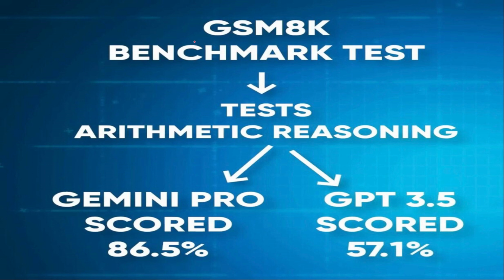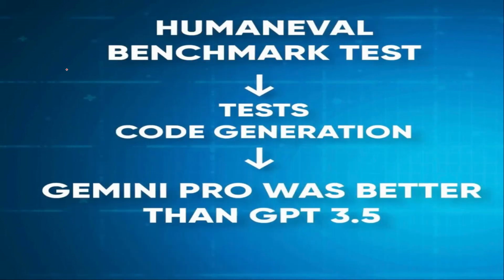Now, the second test was the GSM8K benchmark test. This test is taken for understanding the arithmetical reasoning skill of both Gemini and ChatGPT. So in this test, Gemini scored approximately 86.5% and ChatGPT 3.5 scored 57.1%. So now we can say that in the difference between ChatGPT and Gemini, Gemini has 2 points and ChatGPT has 0. That's not good. Now let's move ahead.